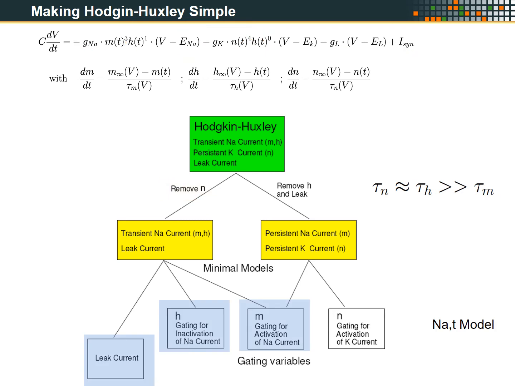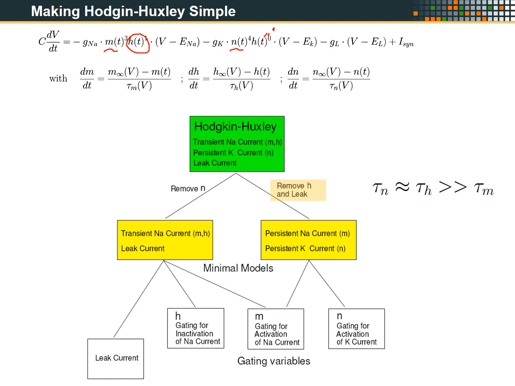The alternative is that we are removing h. If we remove h, then we have this part here removed. This part was 1 anyway, because it was h of t to the power of 1. That means we have a fast gating variable here, a slow gating variable here. That is the minimal requirement for modeling a down and an upstroke.